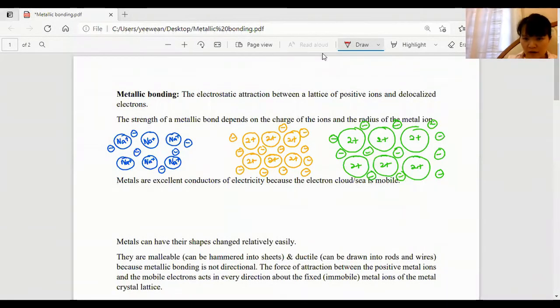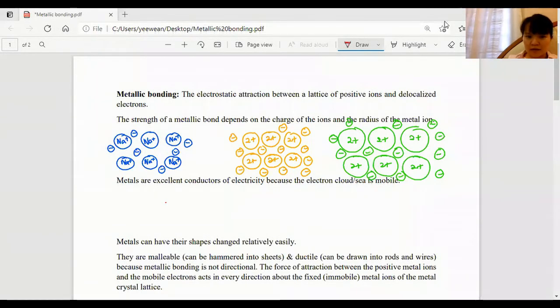If I have an ion with a larger radius, the nucleus would be deeper inside and further away from the delocalized electrons. Compared to the small one, the nucleus is quite near to the delocalized electrons. So this attraction is stronger, while this attraction is weaker because it's further away from the nucleus. The nucleus is the one that is positively charged, the protons are there. Therefore, if the radius is larger, the metallic bond would be weaker.